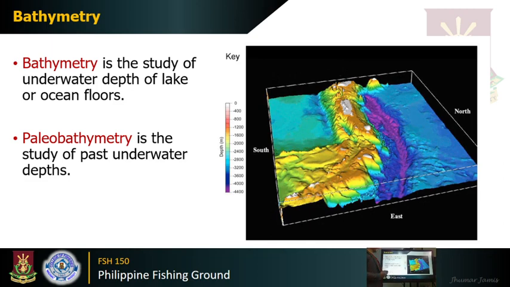When we compare it to the science of paleobathymetry, paleobathymetry basically is just the study of past underwater depths. So what happened before? Why did it form like that? Why is it that there are formations like this one? Why is it that there are slopes? Why is it that there are trenches? So para masagot ang tanong na yan, you deal with paleobathymetry. So this is the difference between bathymetry and paleobathymetry. I hope that's clear, right?